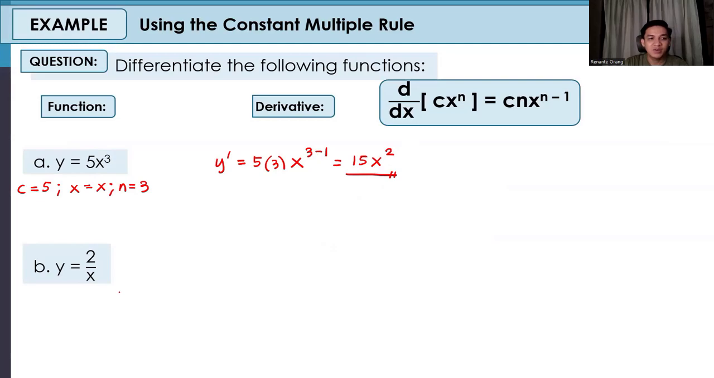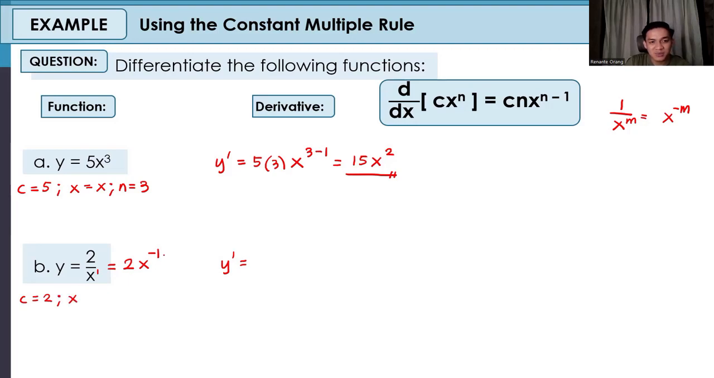Given sa ating letter B, y is equivalent to 2 divided by x. So again, class, hindi natin to madi-differentiate kasi nasa baba yung ating variable. So we need to rewrite this one. Take note, we have 1 divided by x raised to m is equivalent to x raised to the power of negative m. Ibig sabihin, yung x natin is ililipat natin sa itaas, magiging 2 x raised to the power of negative 1 because the constant for this one is 1. Siyempre, define muna natin si constant, that is 2.